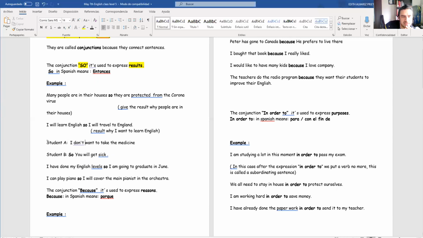Other example, aquí ya hice uno más en contexto con una conversación, student A, student B, dos estudiantes. Okay. Student A: I don't want to take the medicine.